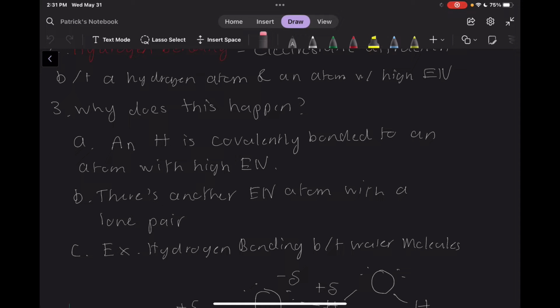This creates two regions of partial charge. The positive region surrounds the hydrogen atom because it is involved in a very polar covalent bond. The negative region surrounds the atom with the lone pair, since those two electrons add a small negative charge. An attraction then forms between the hydrogen atom and the atom with the lone pairs.